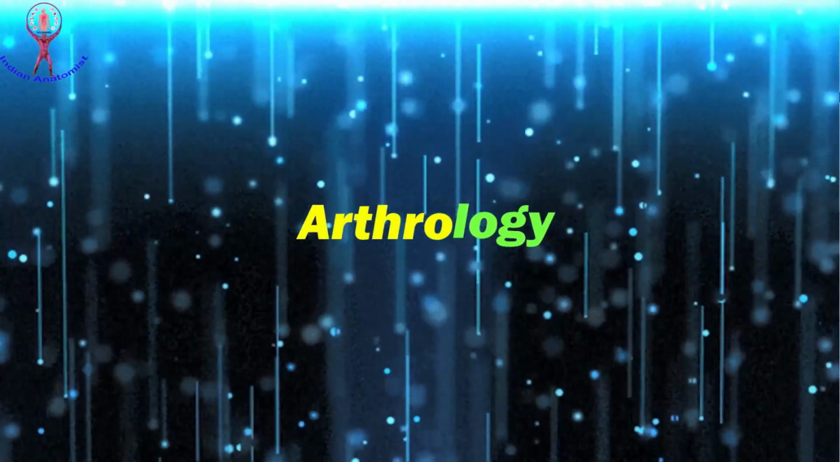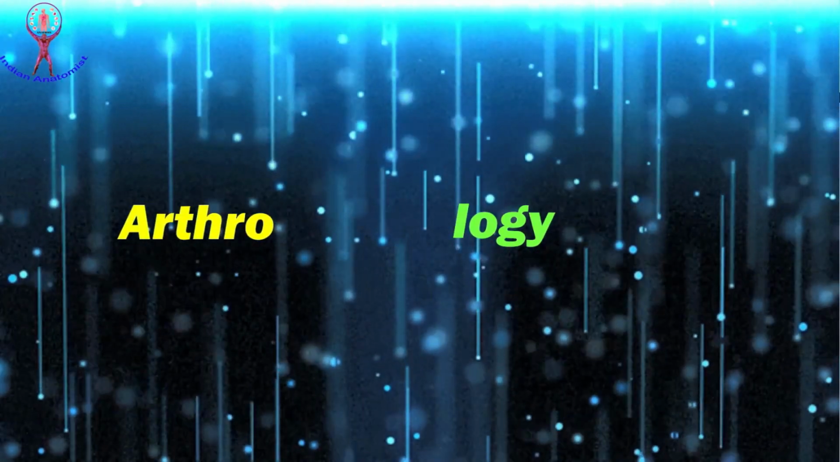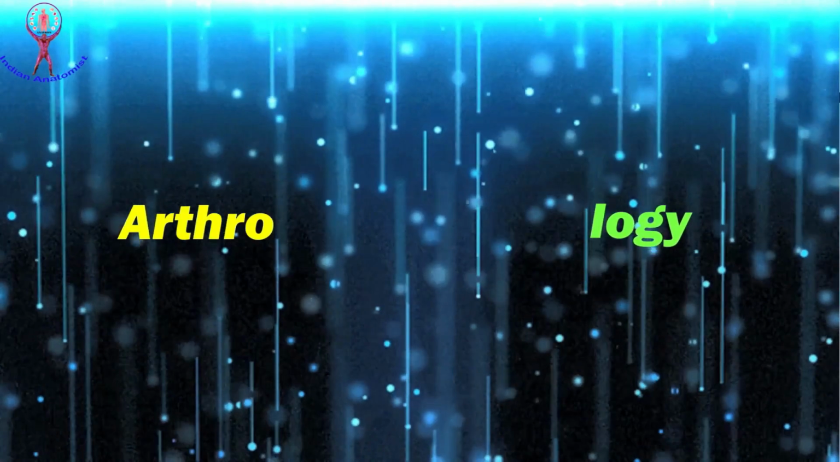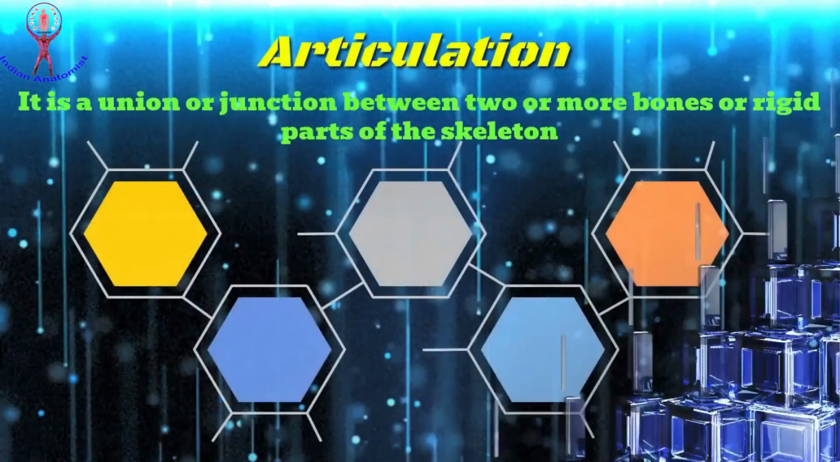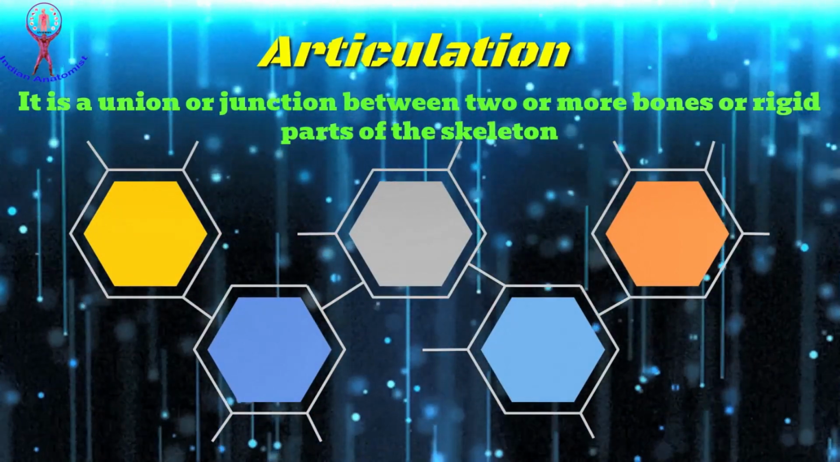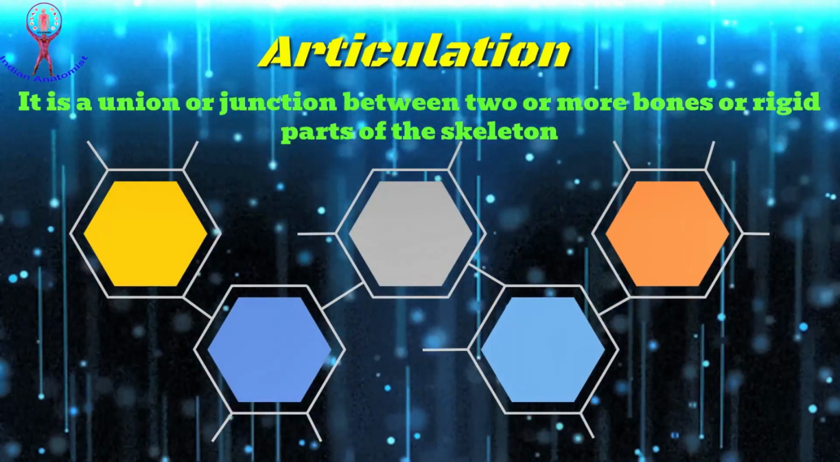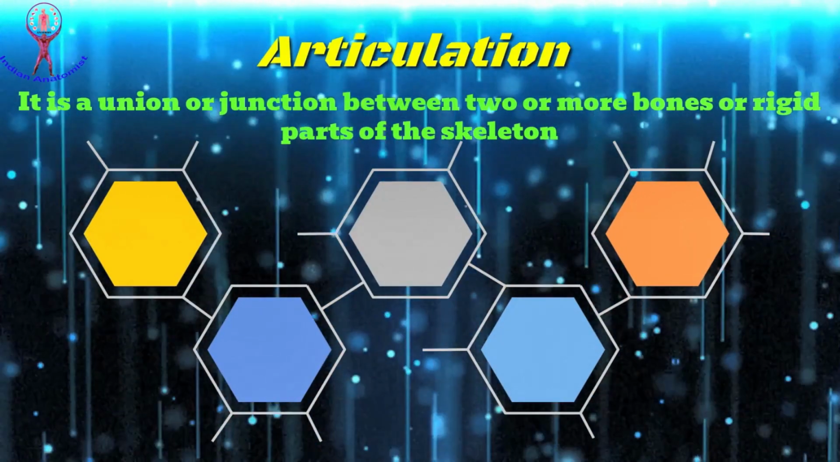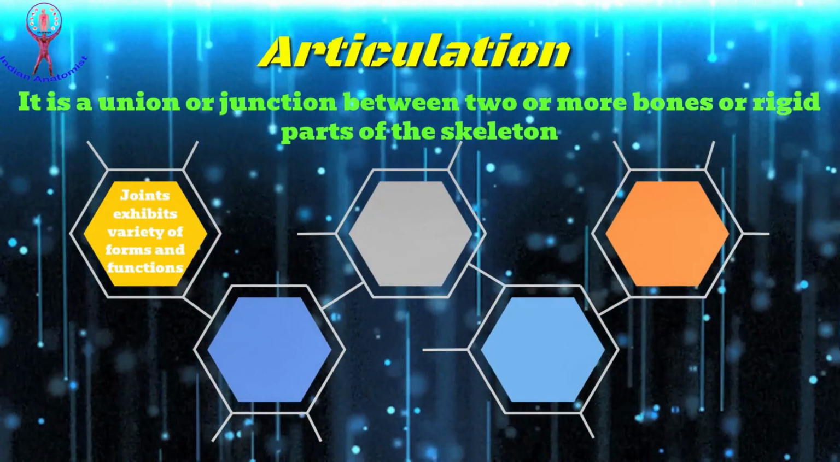What is arthrology? It is a combination of two words. Arthro means joints, logy means study, so studying the joints is called arthrology. Now, what is articulation? It is a union, or junction between two or more bones, or rigid parts of the skeleton. Normally, the joints exhibit a variety of forms and functions.